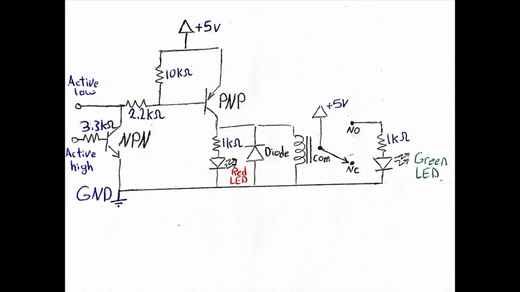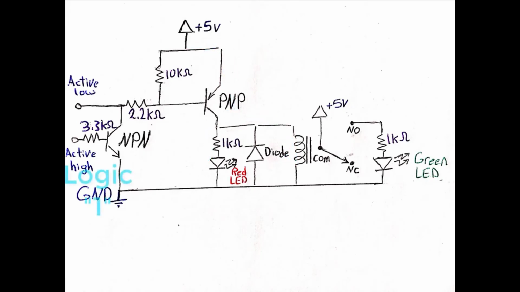As you may have noticed from this circuit diagram, when applying logic 0 to active low node, the gate of the PNP transistor will be driven to ground, leading it to be turned on, allowing the current to pass from its emitter to its collector, which will energize the relay coil and turn on the red LED.